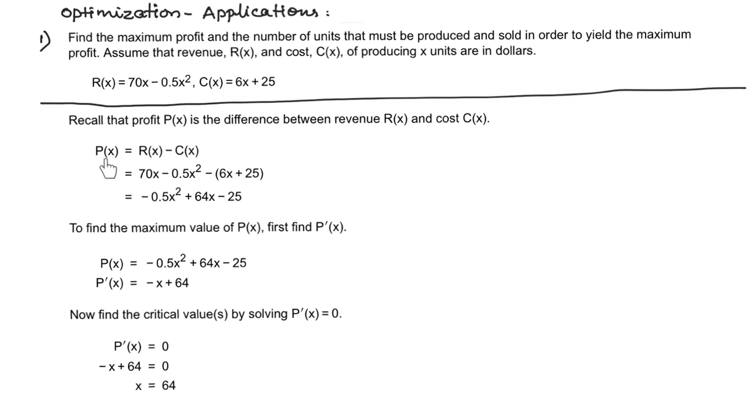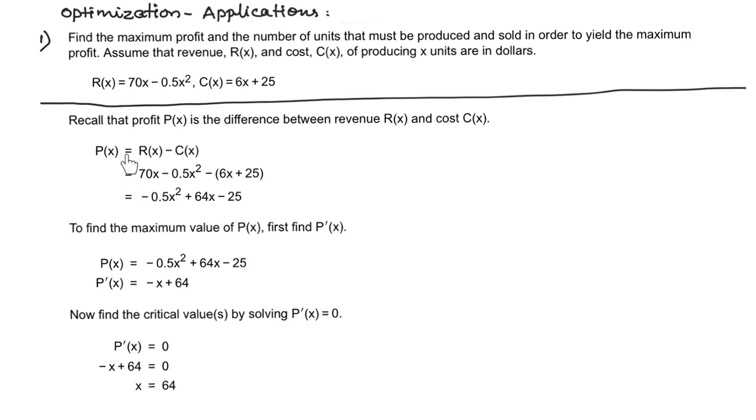First we will set up the profit function. Profit is revenue minus cost. So revenue and cost functions are given, so revenue minus the cost function. Make sure you put parentheses while setting up the cost function, because this is the revenue function, right? Minus, we need to subtract both the terms. That means distribute the negative. Then combine the like terms. So 70x minus 6x, that is 64x. So this is your profit function.